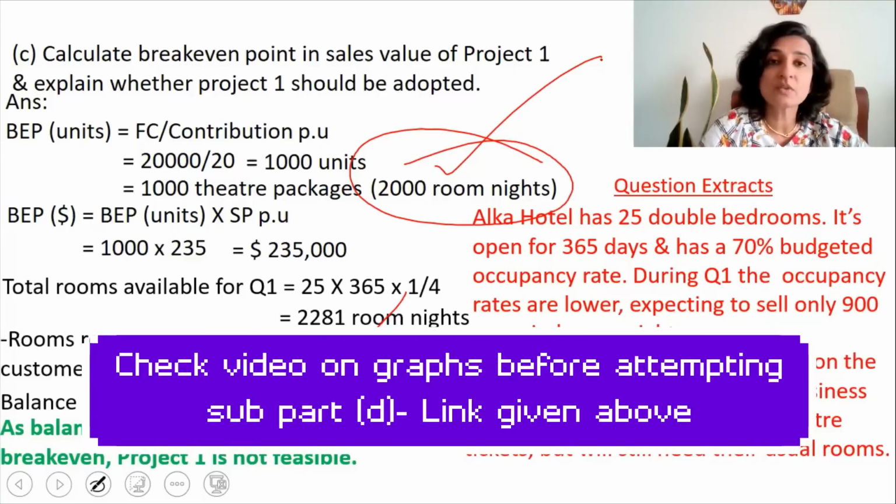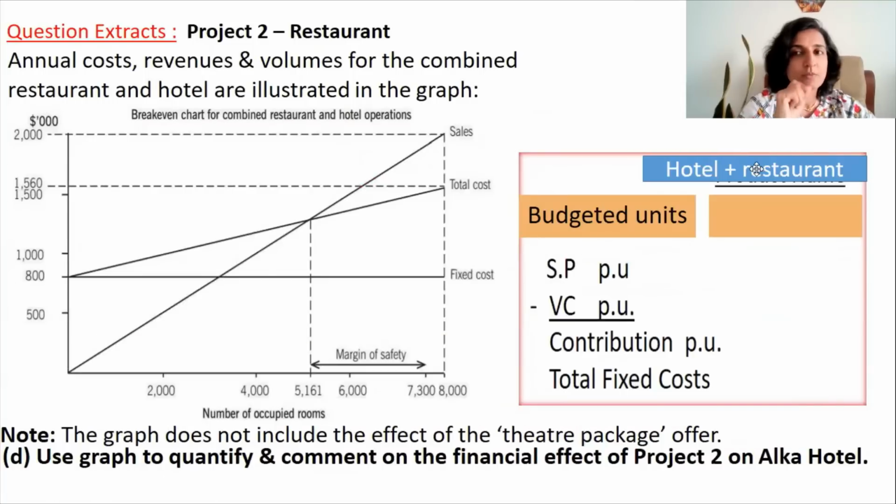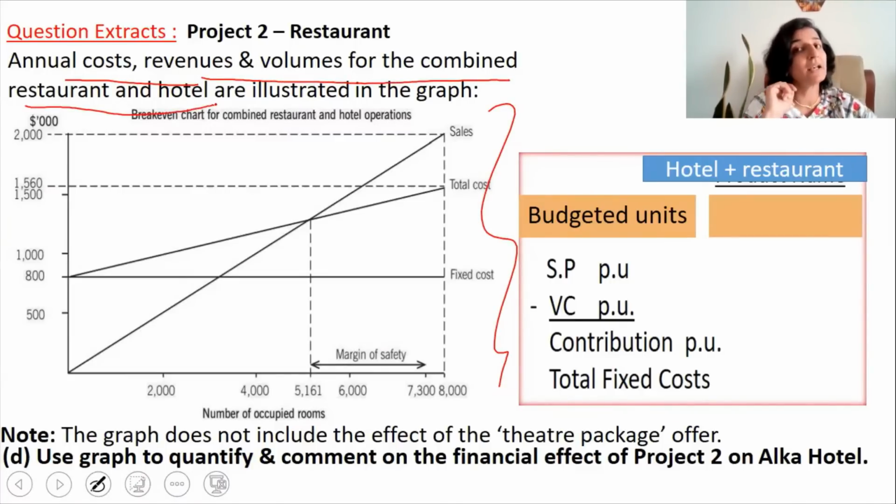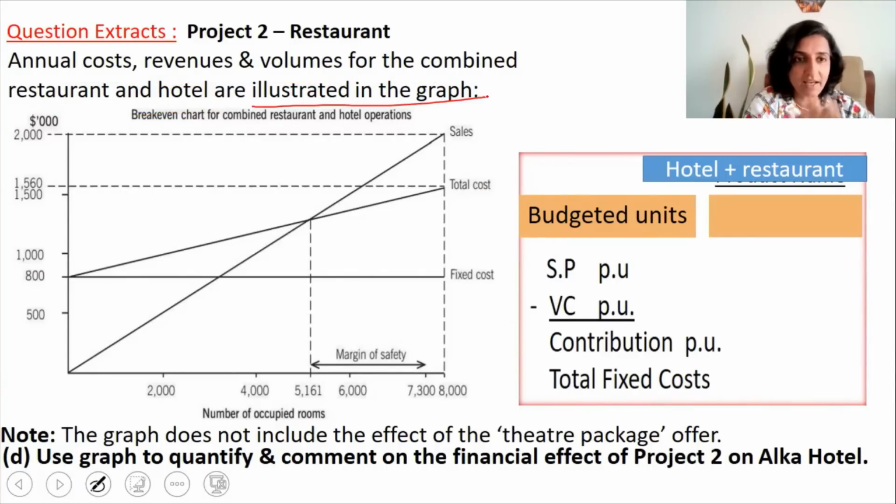Now moving on to subpart D. So we have the question extracts here. Project 2, that was a restaurant. They have given a graph here. Annual costs, revenues, and volumes for the combined restaurant and hotel are illustrated in the graph. So we have the graph here.